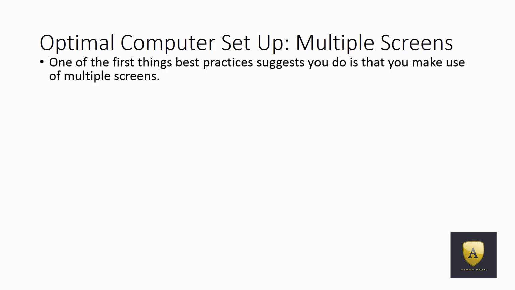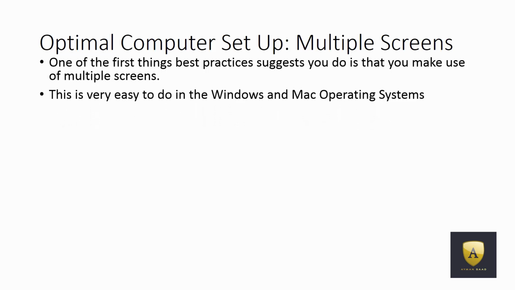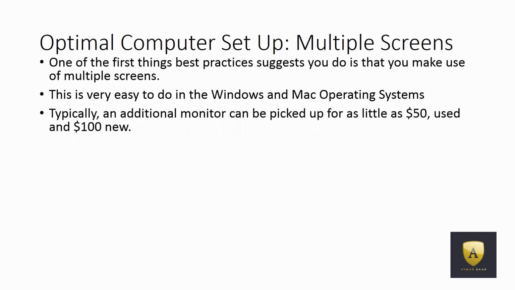The fact of the matter is that you need to make use of multiple screens if you're going to be most effective in screencasting. And making those monitors available and making them work with your operating system is very easy to do in Windows and Mac. In fact, Windows and Mac operating systems make accommodations for people who use multiple screens. They anticipate that you're going to make use of multiple screens.